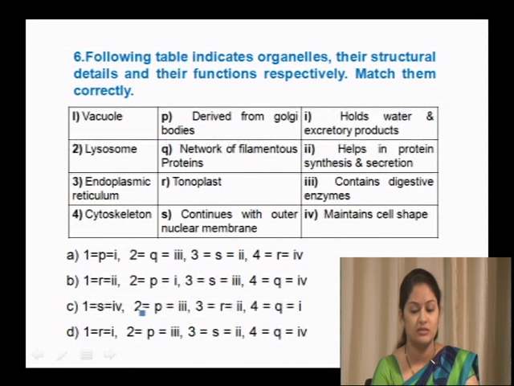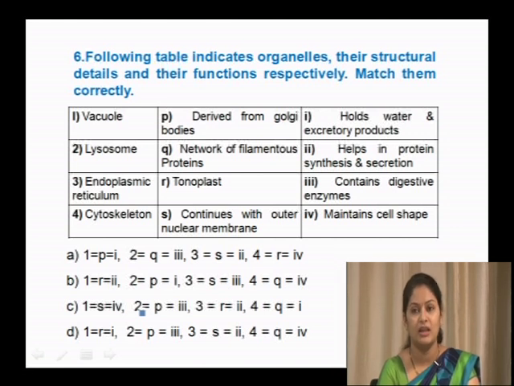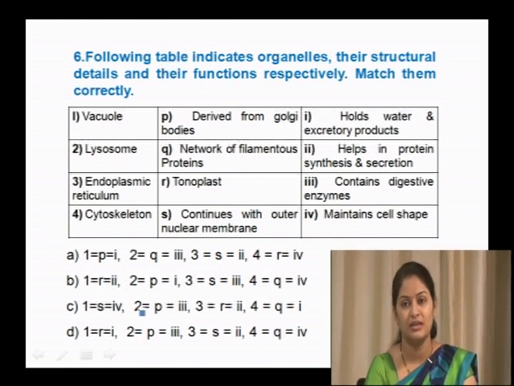Next comes the table which indicates the organelles in the first position, and the middle table indicates their structural details, and the third table indicates their functions. Now we are supposed to match them. Vacuole is the first option there. Then comes lysosome, third one endoplasmic reticulum, fourth one is the cytoskeleton.